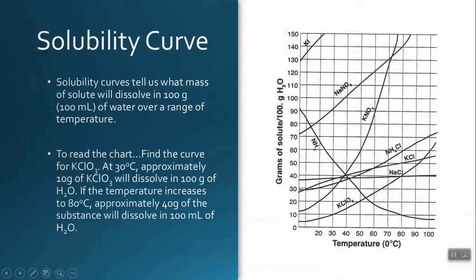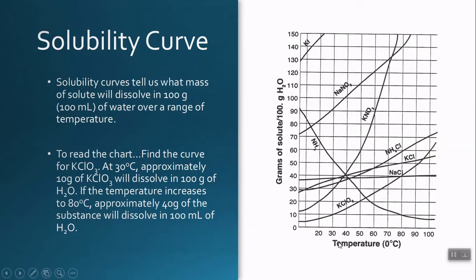So if you look at the solubility curve, a couple things I want to point out before we get started. On the Y, we have grams of solute per 100 grams of water. So this is telling us how much solute can be dissolved in 100 milliliters of water. So 100 grams of water is the same thing as 100 milliliters of water because the density of water is 1 gram per milliliter. And then on the X, we have temperature in degrees Celsius.